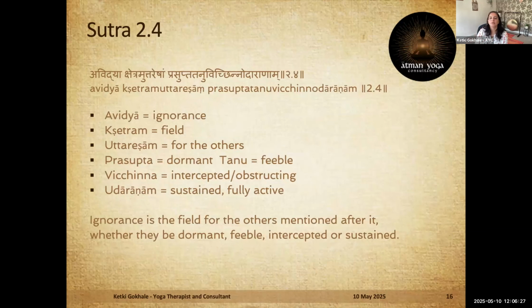What is avidya? Avidya kshetramuttaresham prasuptatanu. These kleshas can be dormant, weak, strong, or obstructing.